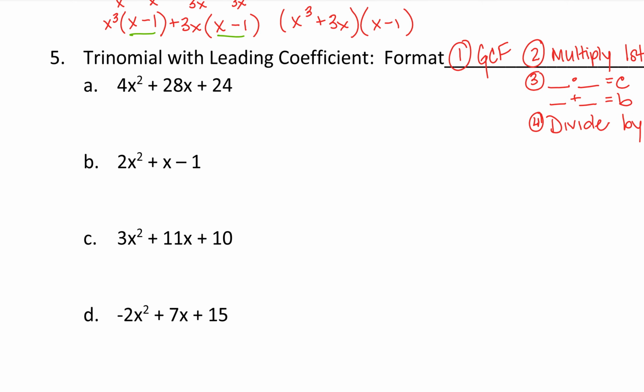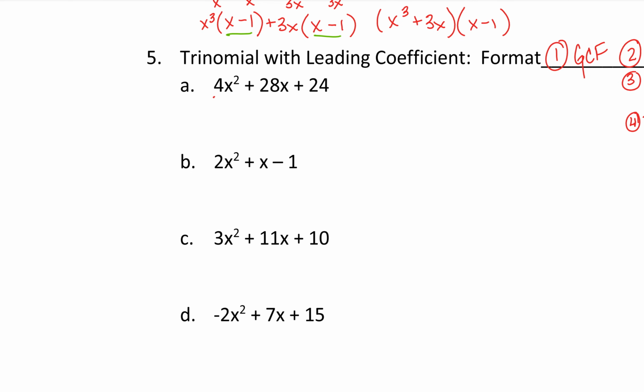So, A. I look at my expressions. I have 4, 28, and 24. What do they have in common? In this case, they all happen to have a 4. So I'm going to pull out the GCF first. So I'm pulling out a 4. That 4 goes out in front, and I'm left with x squared plus 7x plus 6.